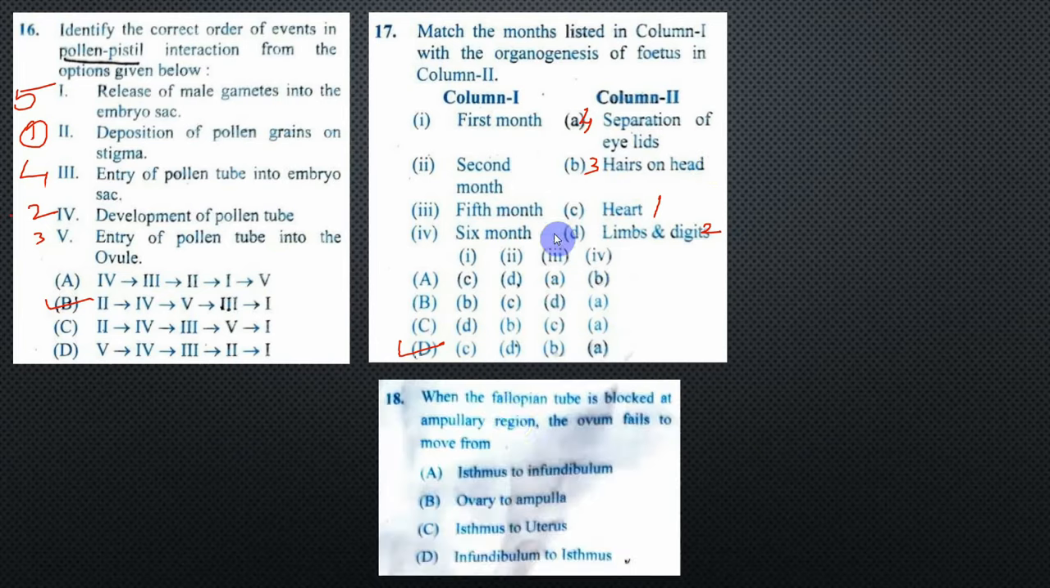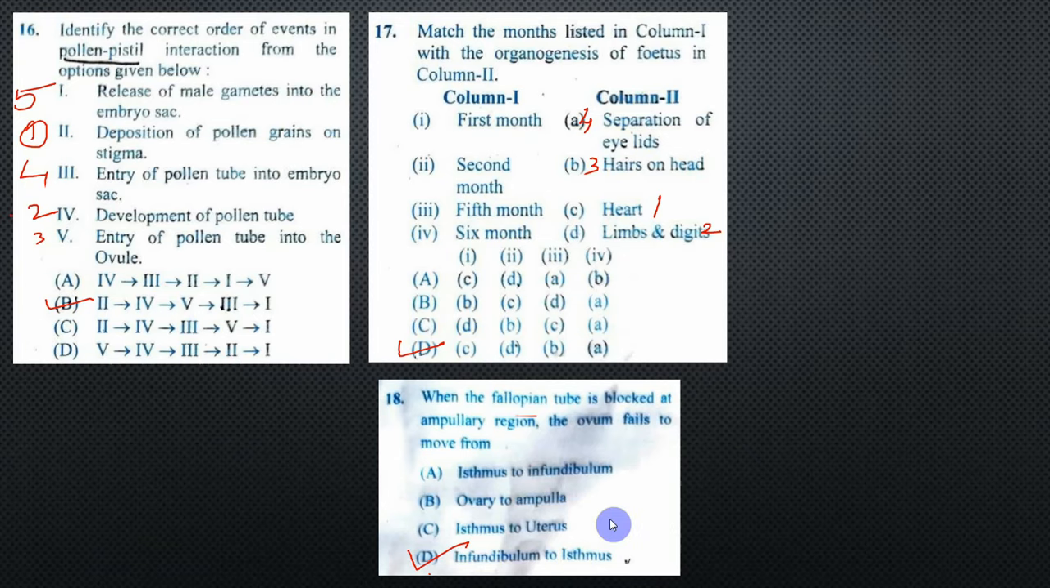The 18th question we have: when the fallopian tube is blocked at the ampullary region, the ovum fails to move from isthmus to infundibulum, ovary to ampulla, isthmus to uterus, infundibulum to isthmus. We know that a fallopian tube is mainly divisible into four regions, that is fimbriae, infundibulum, ampulla, and the isthmus. So between the isthmus and the infundibulum is the ampulla. So if you block the ampullary region, obviously the ova will not be able to move from infundibulum to the isthmus. So the right option over here is D, that is infundibulum to the isthmus.